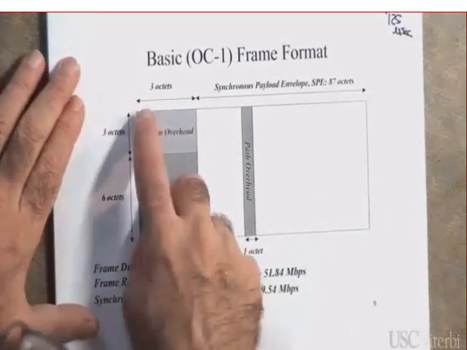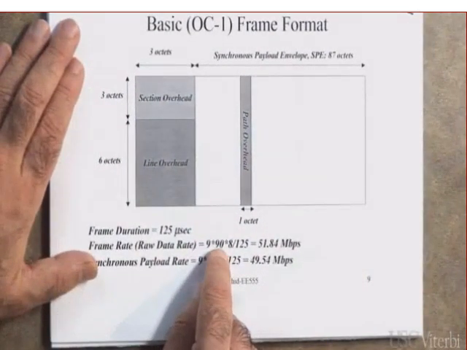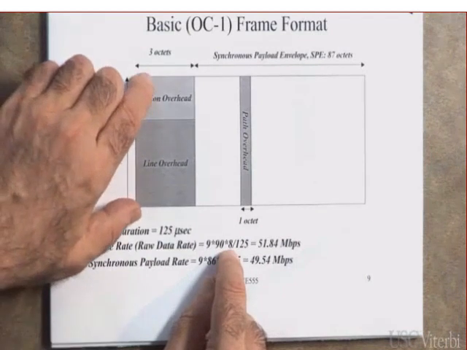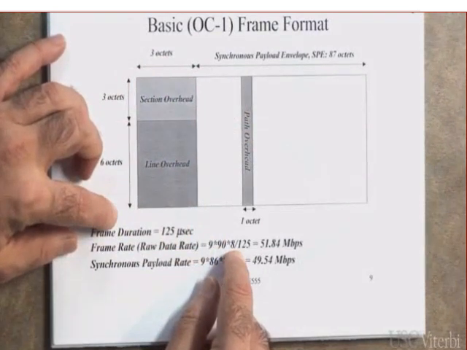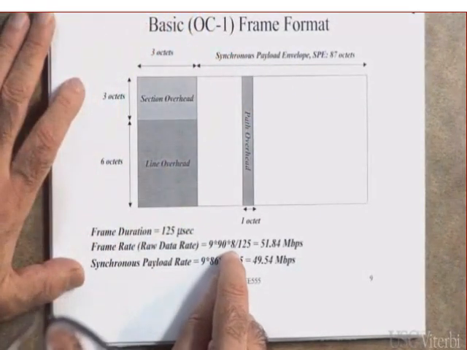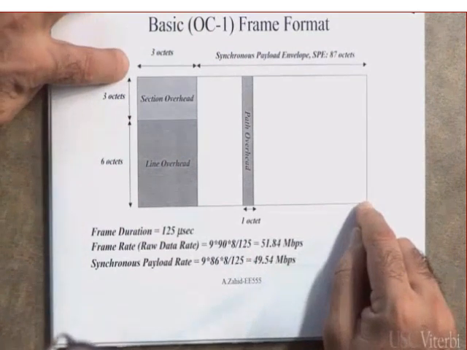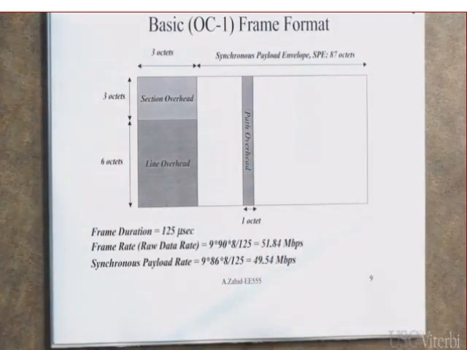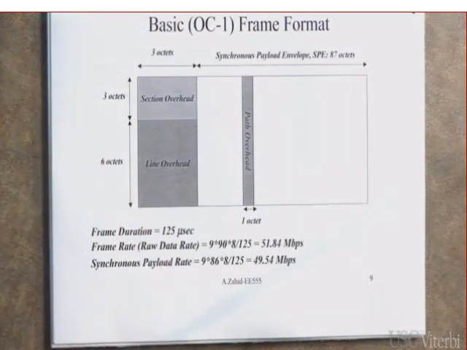So what do we have? We have 9 rows and 90 columns, for a total of 9 times 90 times 8. Where did the 8 come from? It's 8 bits per byte. Every one of these is a byte. So when I say 9 rows, it means 9 bytes, and 90 columns. Everything is in bytes. So it's 9 times 90 times 8 divided by 125 microseconds. You get 51.84 megabits per second. Did you get where the 51.84 megabits per second came from? Clear?